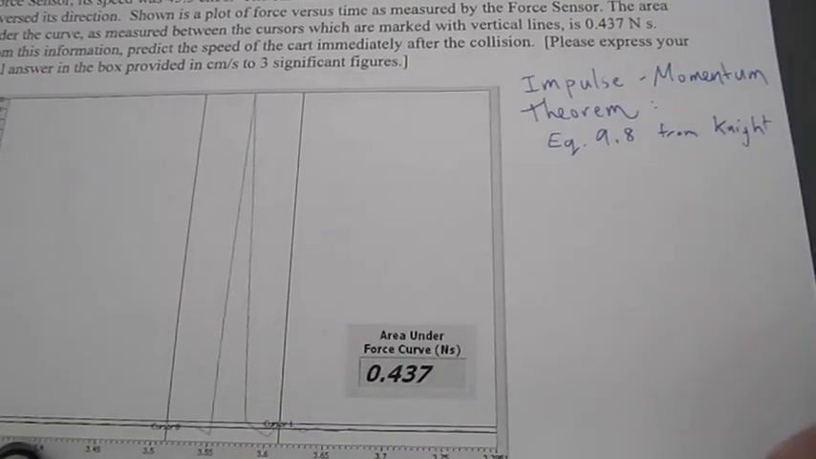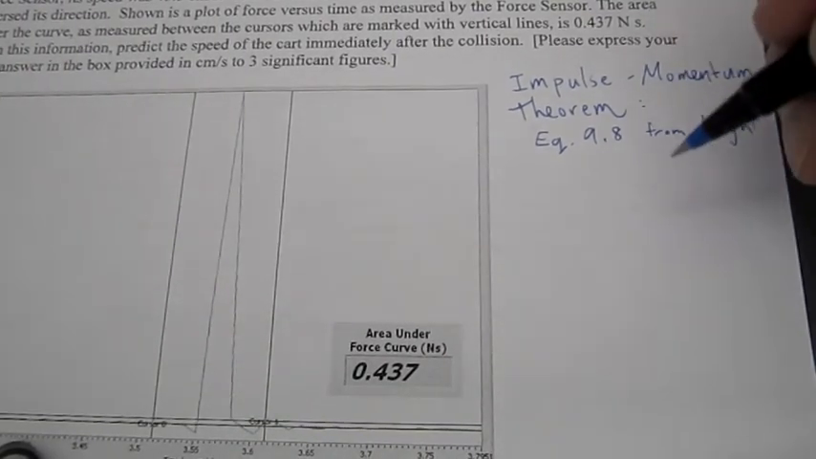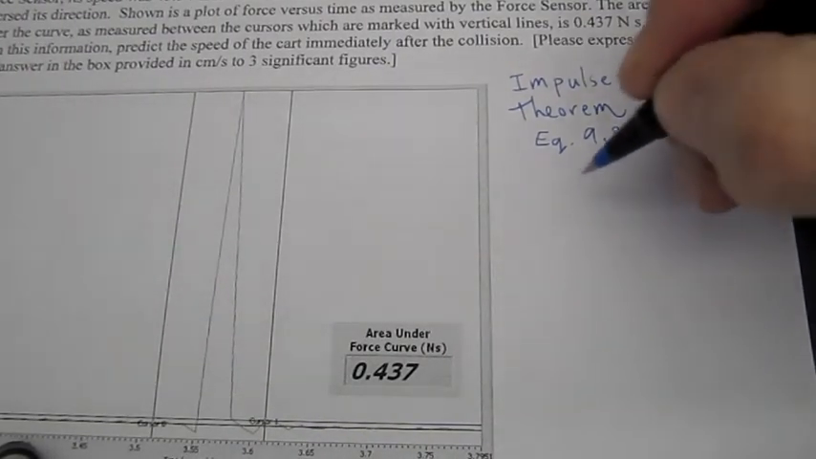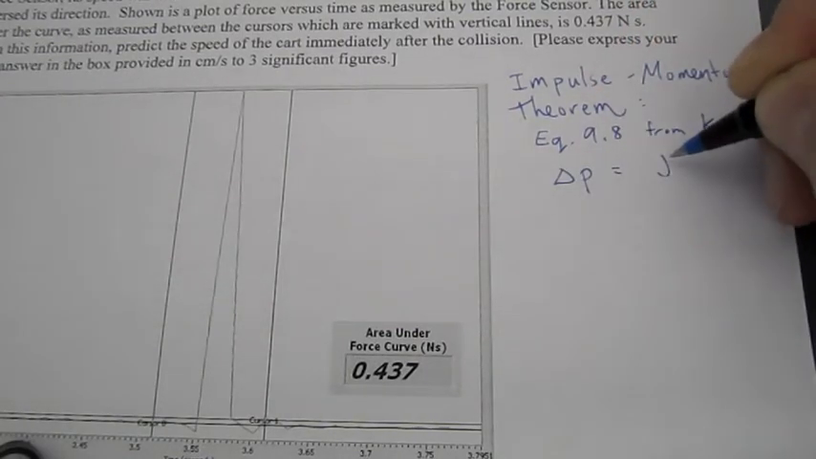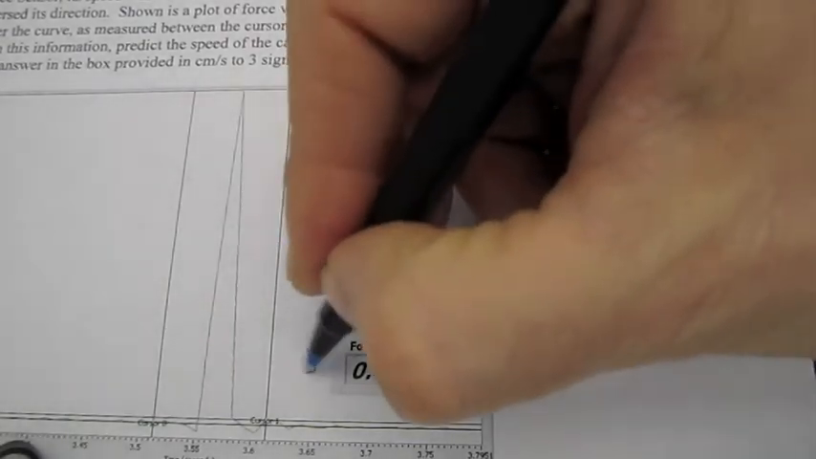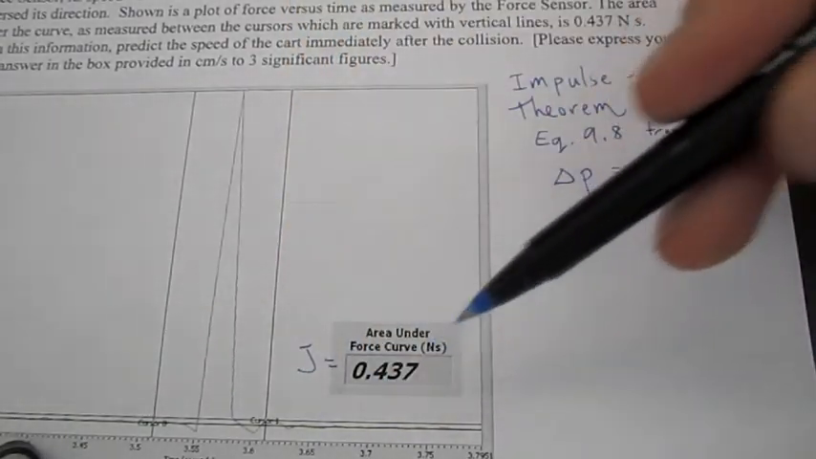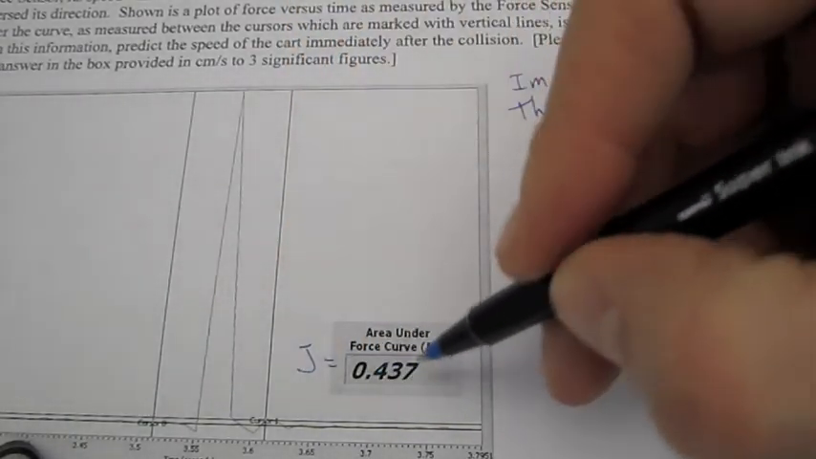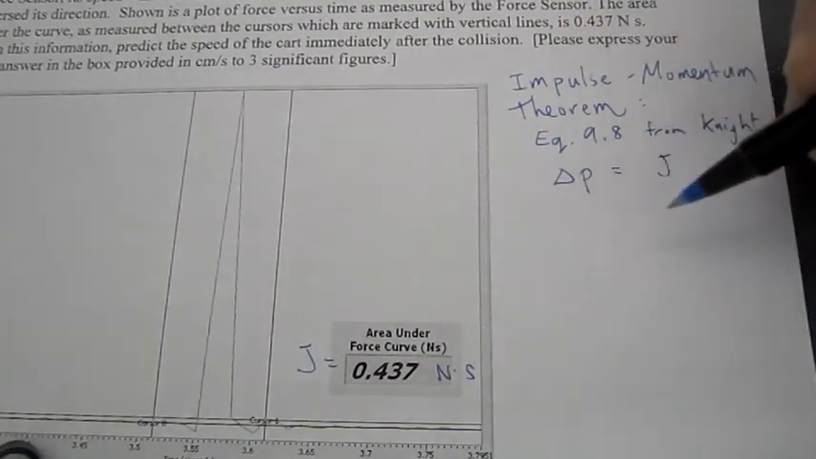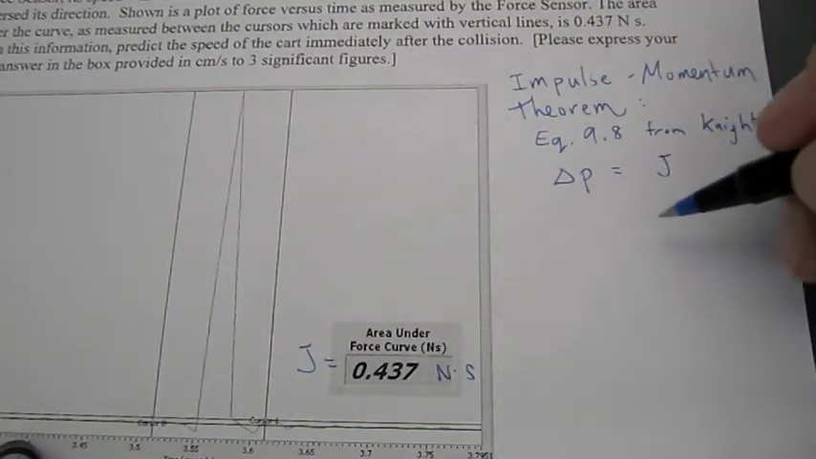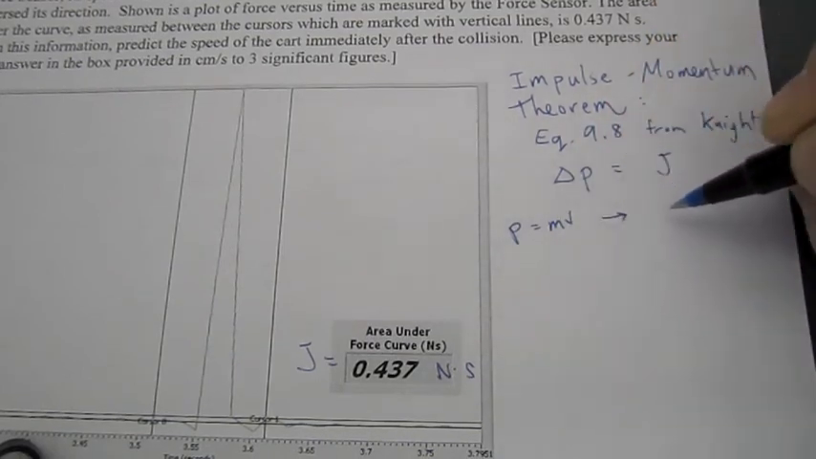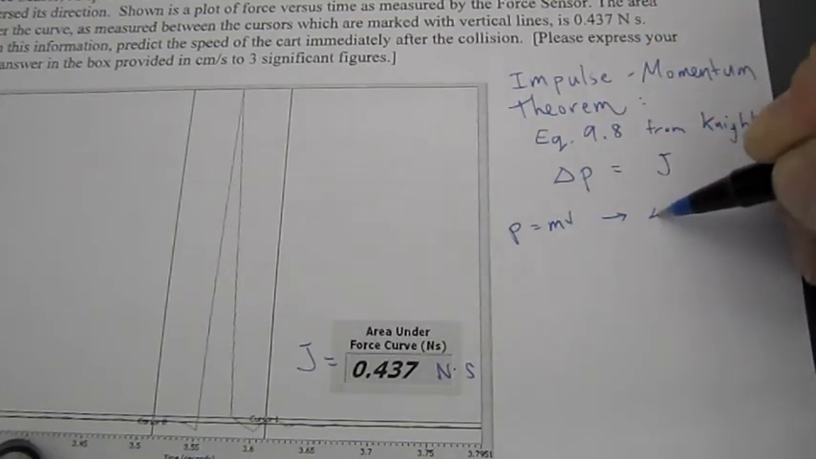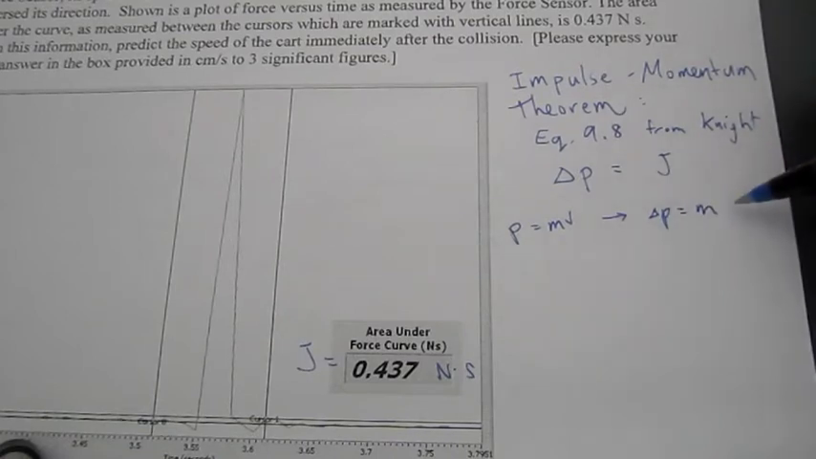Okay, so this is about the impulse-momentum theorem, which is equation 9.8 from Knight, which is that delta P is equal to J, where J is the impulse. So J here, in this case, is the 0.437 newtons times seconds, and delta P is the change in momentum. So momentum is equal to mv, so the mass doesn't change, so delta P is equal to the mass times delta V.